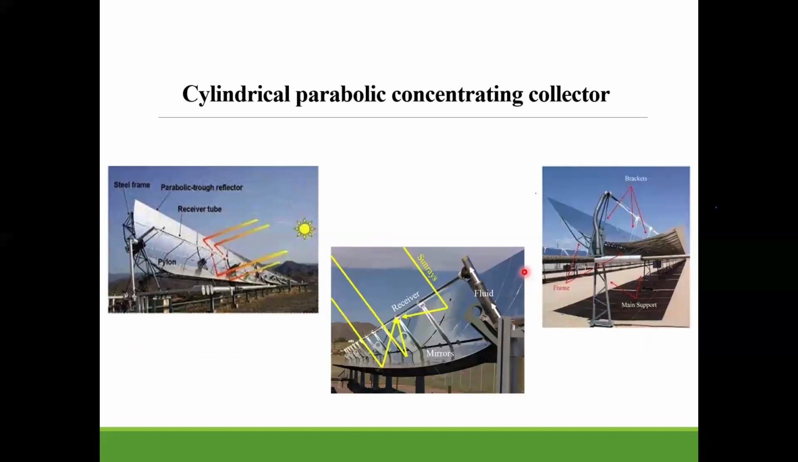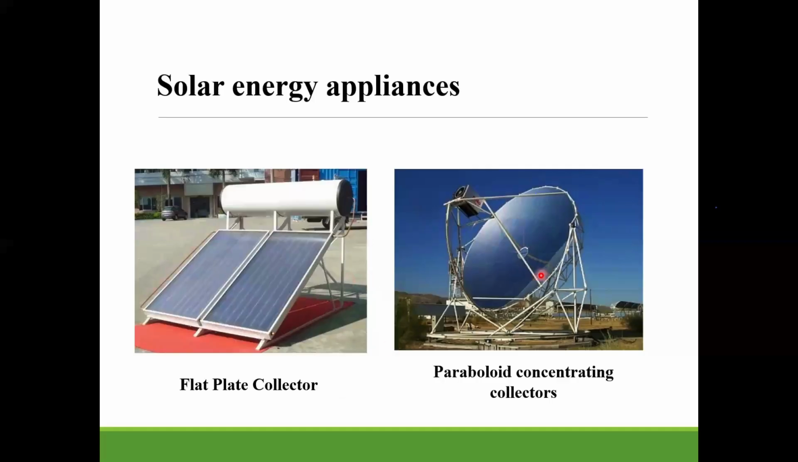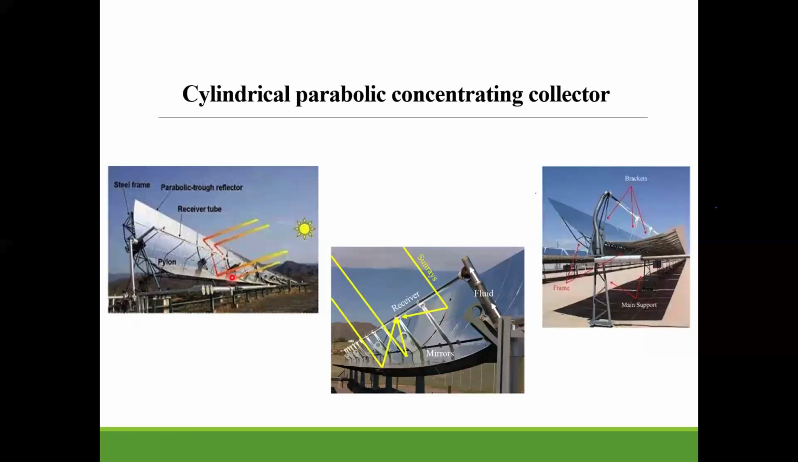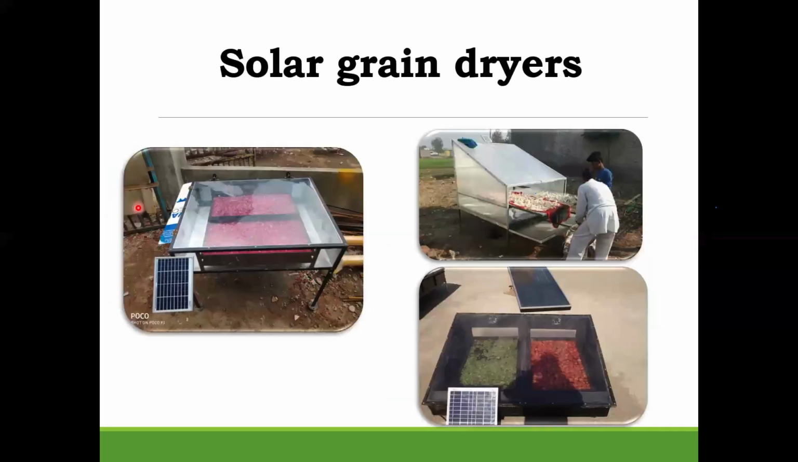Next, cylindrical parabolic concentrating collectors are there. This is paraboloid, this is parabolic, cylindrical parabolic. The speciality with this concentrating collector is that it concentrates the radiation so that the temperatures will be more than 100, and it will track the radiation as per the direction of the sun. That means it will be moving as per the direction of the sun, so it captures the maximum amount of radiation. That also we'll be studying.